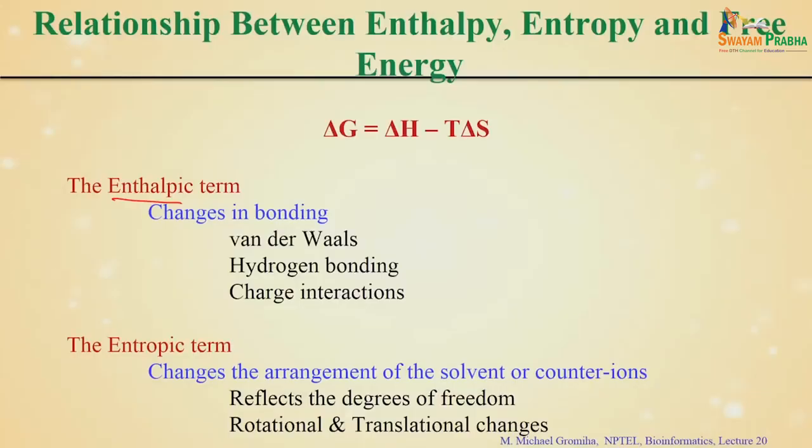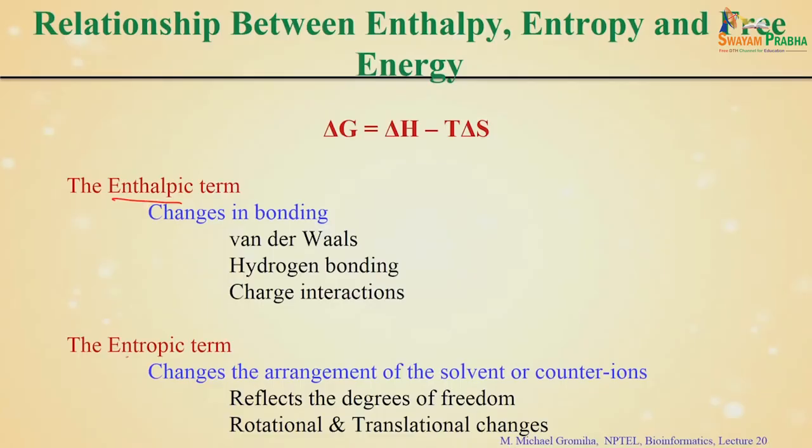If you see the different types of interactions, you can see delta H, this enthalpy, mainly the changes in bonding energy, and different types of non-covalent interactions like van der Waals energy, hydrophobic energy, hydrogen bonds and other charge interactions. You look at the entropic term, this is the arrangement of the solvents and counter ions, how they change. For example, there are rotational degrees of freedom, translational changes and so on. This will account for the entropy of the system. So, we have the enthalpy and we have the entropy, and you can calculate free energy, right? That is the general definition for the free energy.